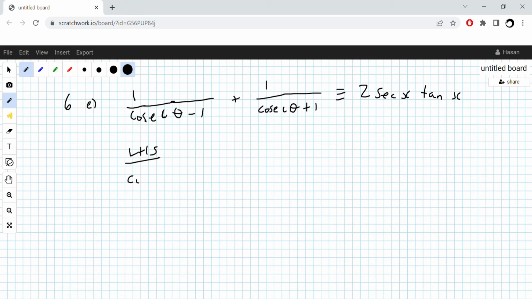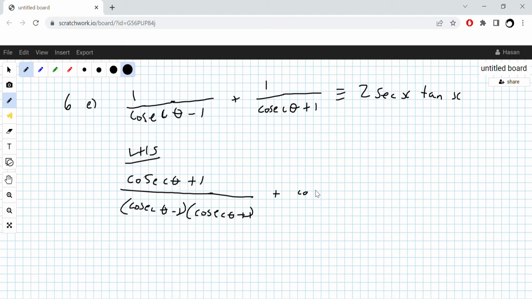So we're going to be left with cosec theta plus 1 over cosec theta minus 1 times cosec theta plus 1, and that's adding to cosec theta minus 1 over cosec theta minus 1 times cosec theta plus 1.